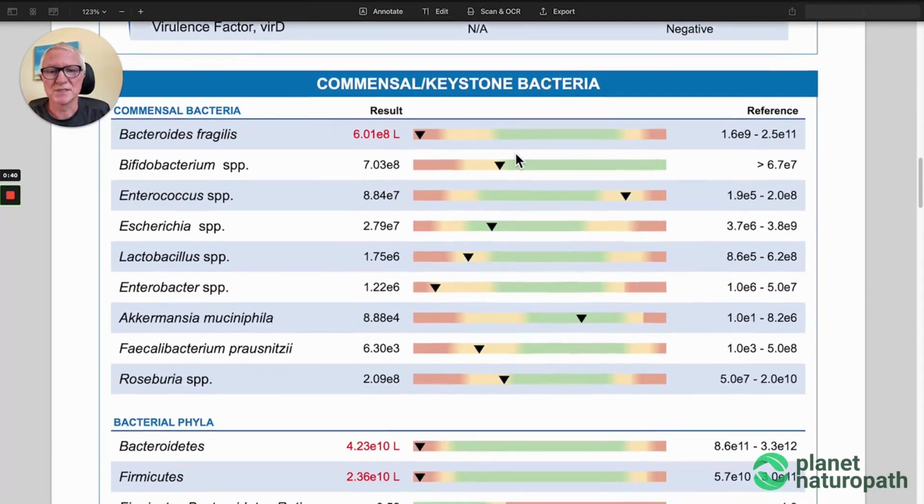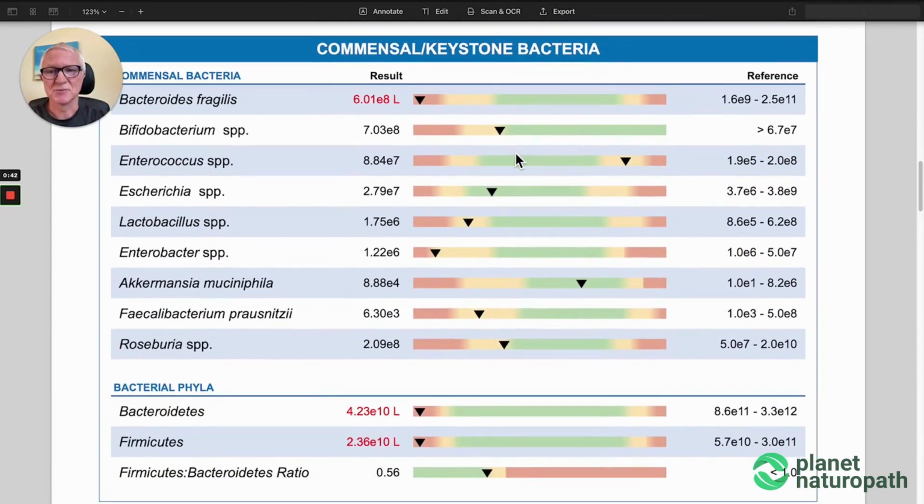With the keystone bacteria, the areas I look at are the ones like bifidobacterium, lactobacillus. They're both on the low side, but also fecal bacterium and roseburia. They're important butyrate producers. And in this test, the overall phyla are low. So this is overall low levels of bacteria.